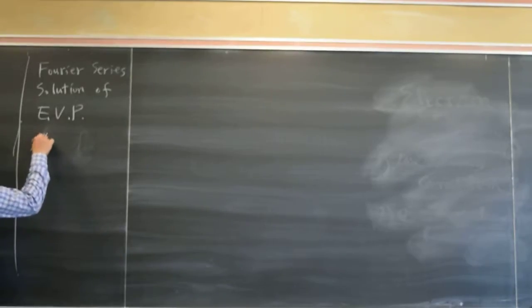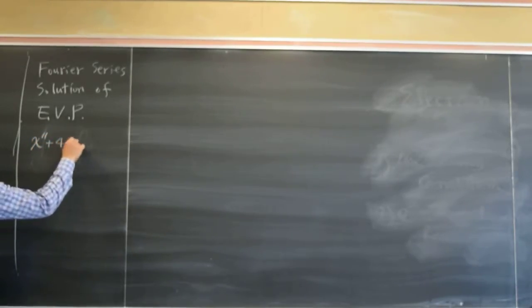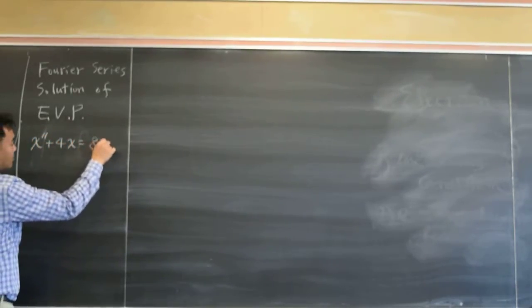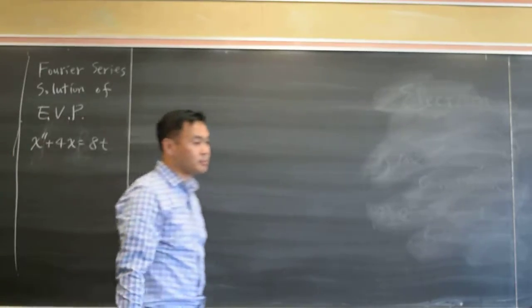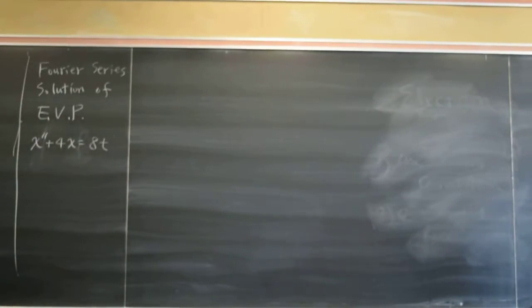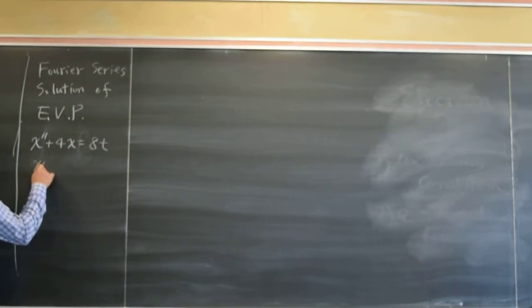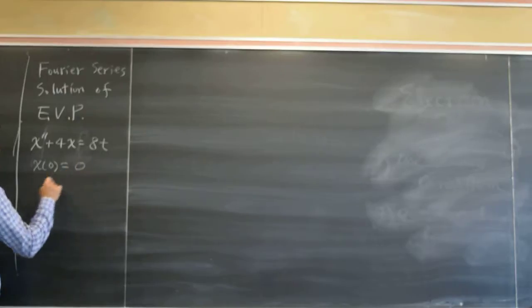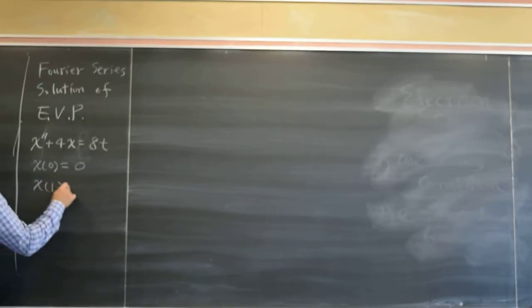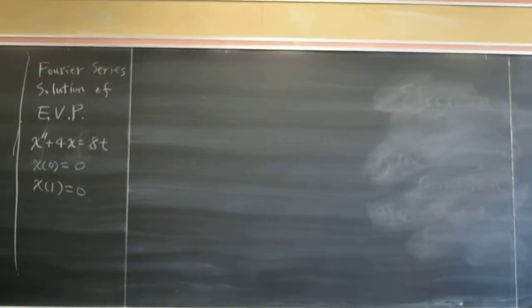Say you have x double prime plus 4x equals 8t. And let's say x of 0 equals 0, x of 1 equals 0. Find x such that satisfies all these conditions.